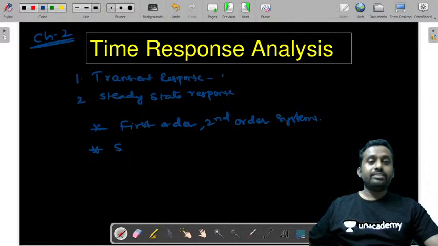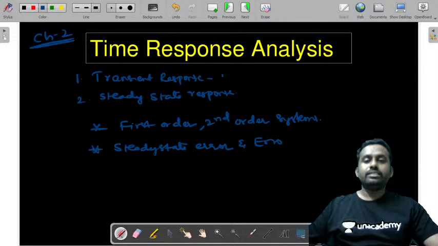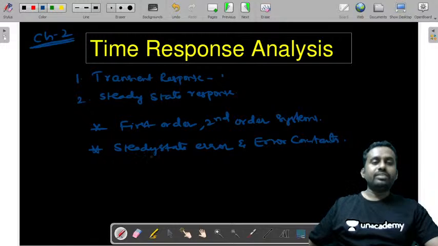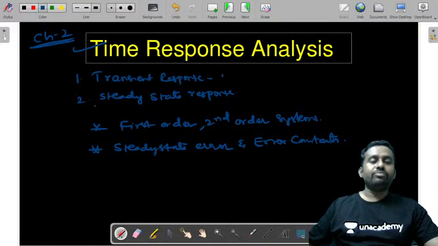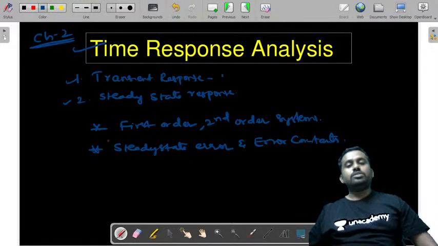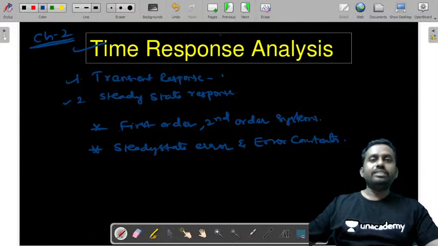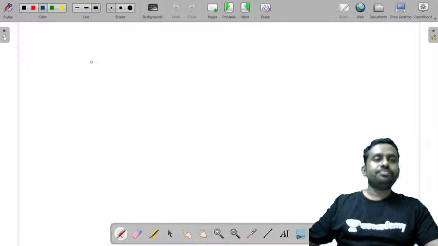Also you'll have steady state error and error constants. I'll tell you first what is time response and what is the analysis, and then we'll see what is transient response and steady state response as well. And then we'll come to what is a first order and second order system and what is the response to different inputs. So first let me start with an example.